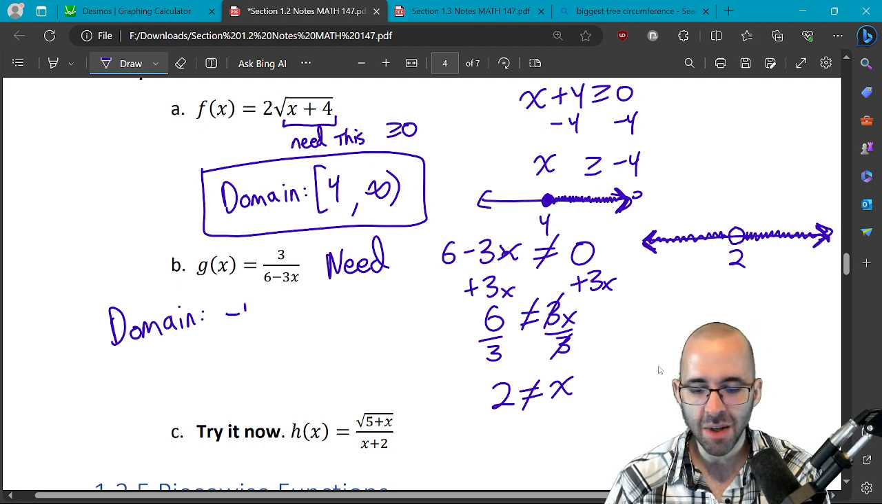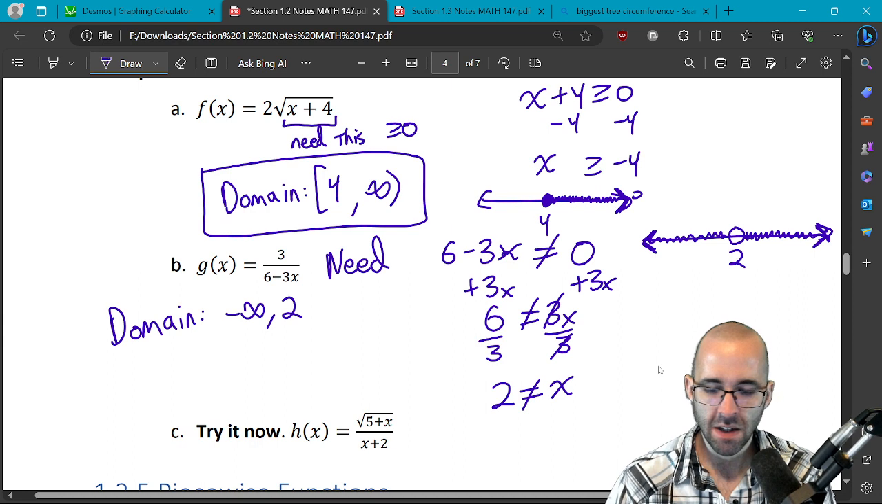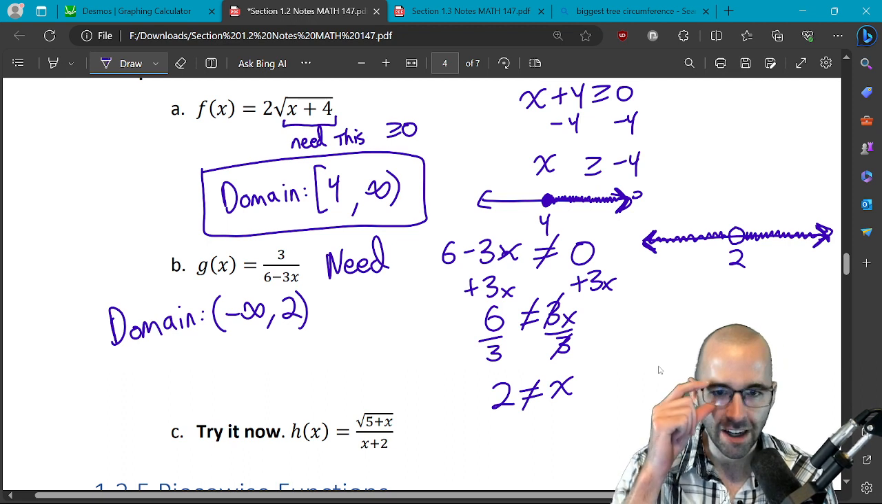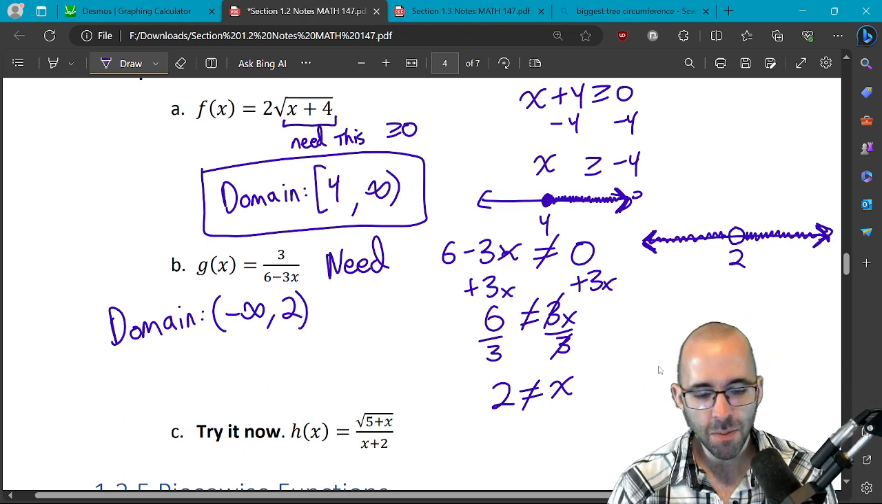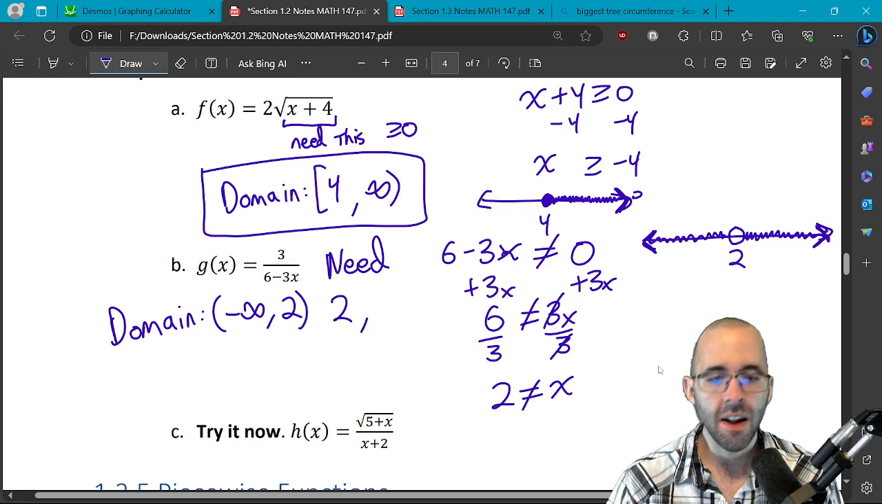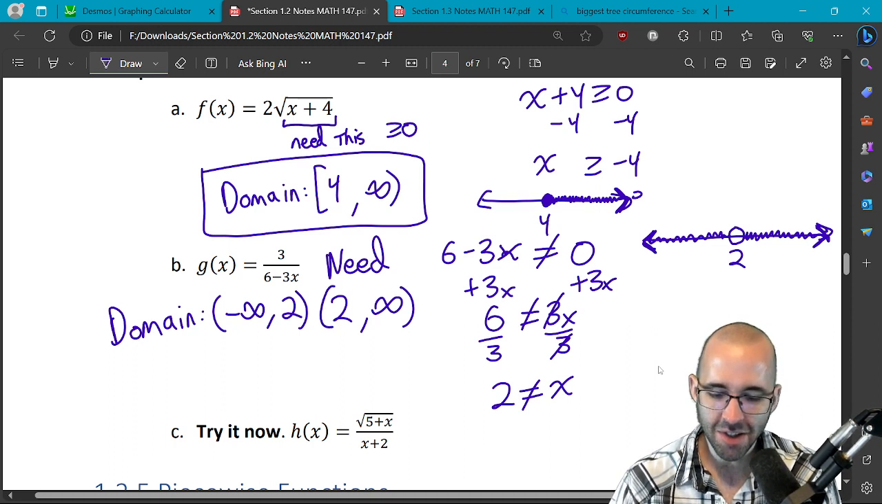The piece on the left can be as small as negative infinity and as big as 2. 2 is not included. Negative infinity is never included. Shed a tear for negative infinity. And then the piece on the right, well, the smallest it can be is 2. And the biggest it can be is infinity. Infinity is never included either. And 2 is also not included.